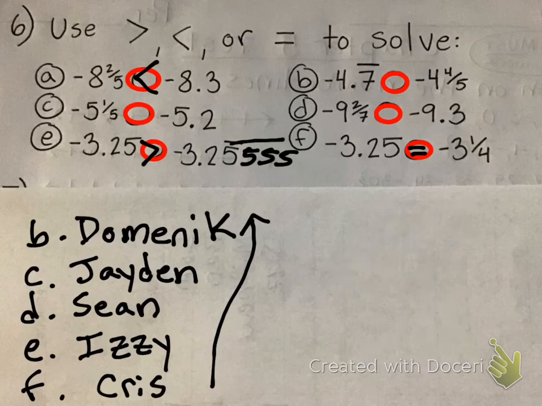5 1/5 is bigger. Thumbs up if you agree, thumbs down if you don't agree. We see some agree with Jaden, we see some don't. Shiley, Sean, why do you not agree with Jaden?